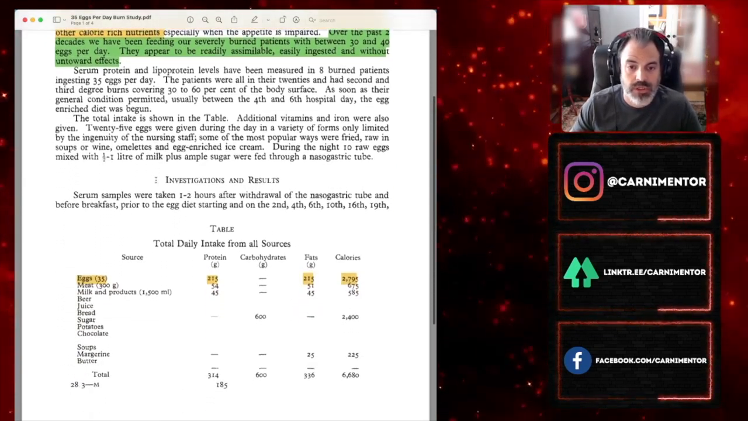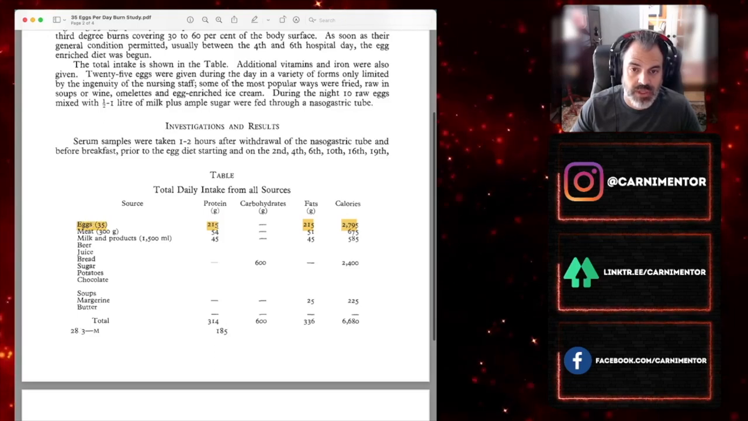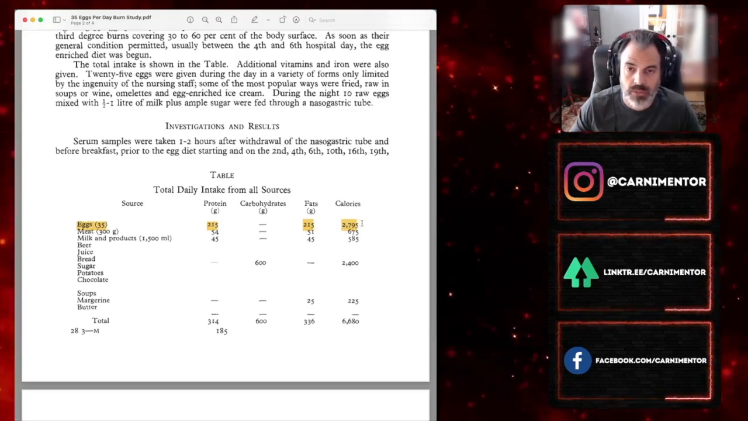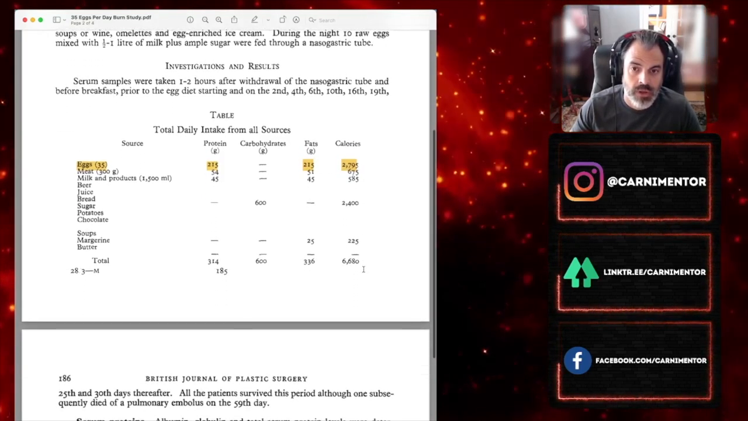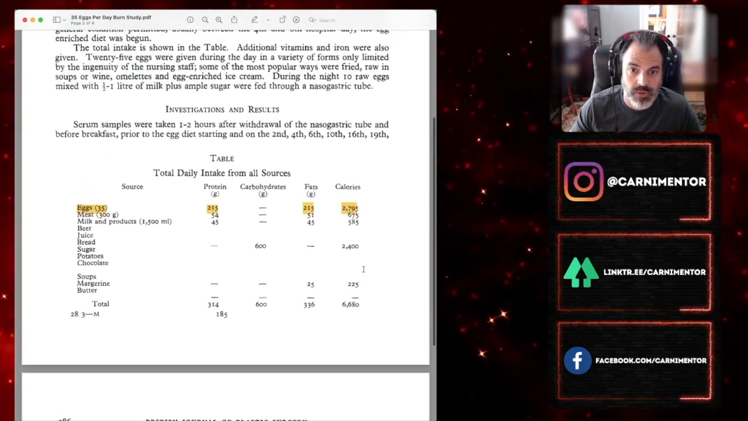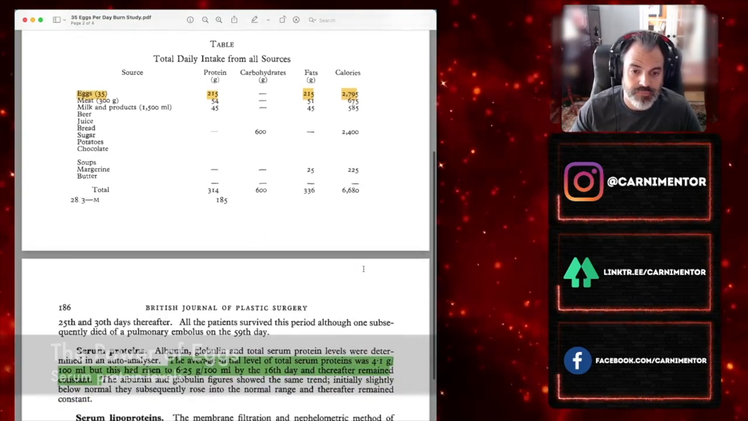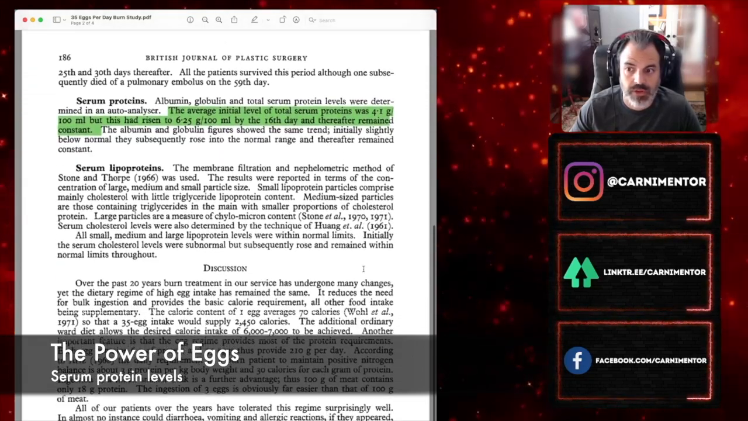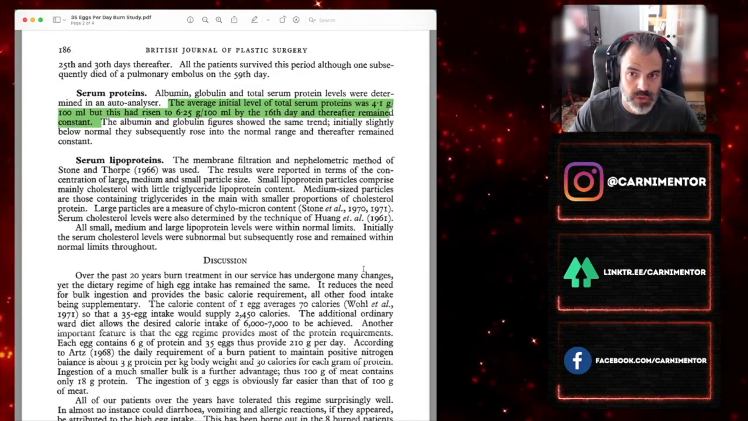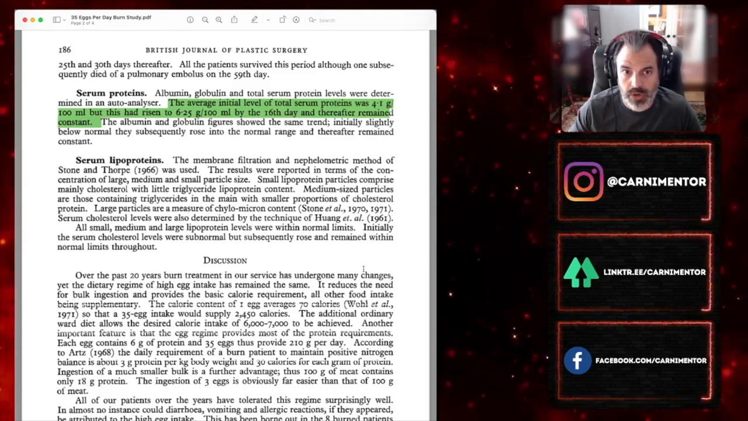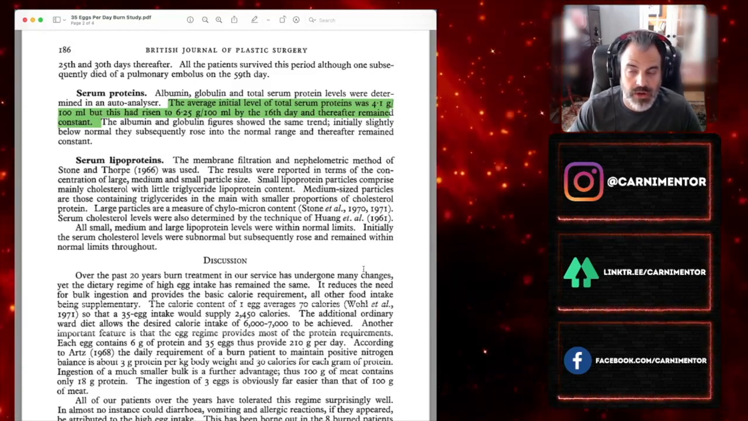All right, so if you look down here at the total daily intake from all sources, you see that just 35 eggs was able to give them almost 2,800 calories. And, you know, it was a lot of protein and a lot of fat. So they were able to achieve that with their 35 or 36 eggs per day. What I thought was also interesting is this little section on serum protein. It talks about the average initial level of total serum proteins being 4.1 grams per 100 ml, but rising to 6.25 grams per 100 ml by the 16th day and thereafter remaining constant.